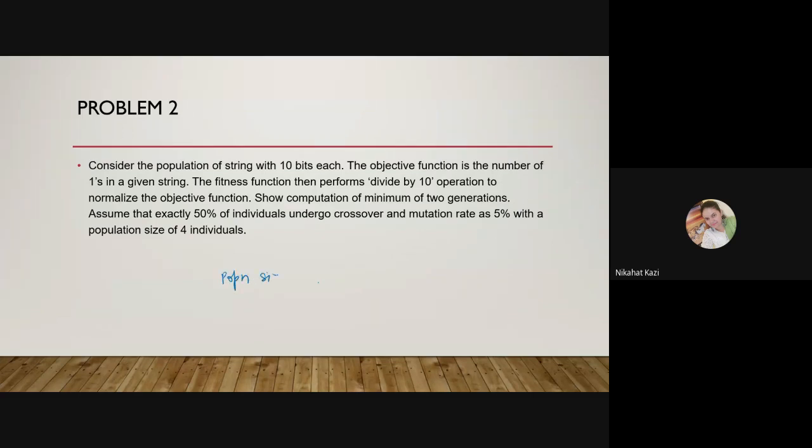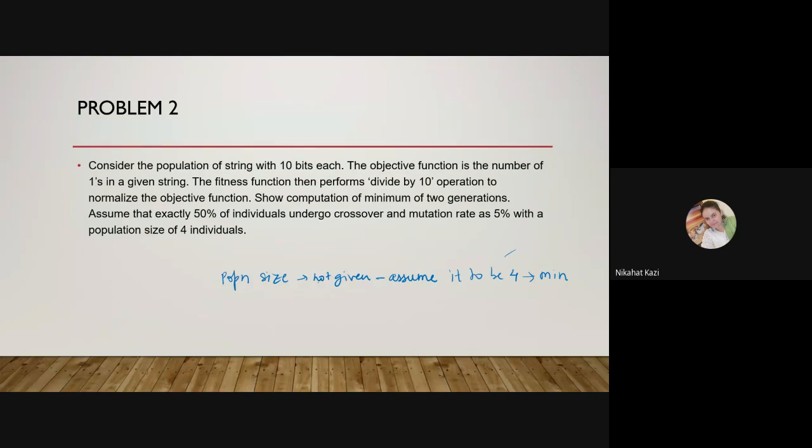Population size, if it is not given, assume it to be 4. That is the minimum. Above that you can go, but minimum 4 you have to go. And then let us solve this problem. So the same process you have to follow. The only thing is the initial population is not given, so you have to assume that.